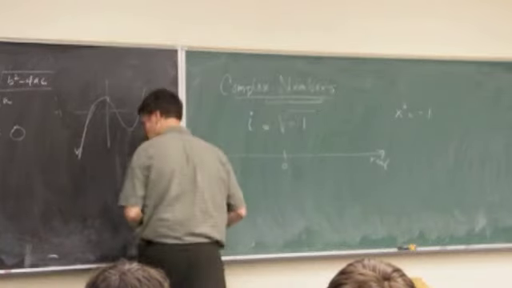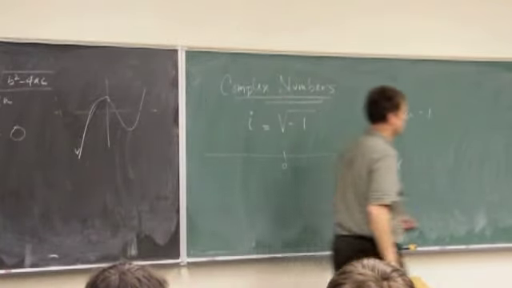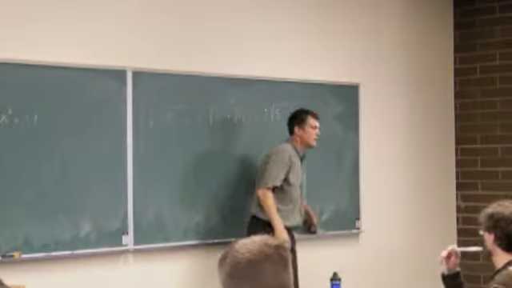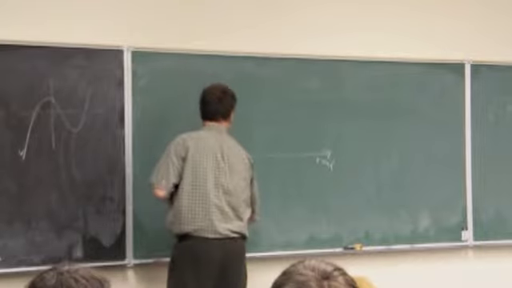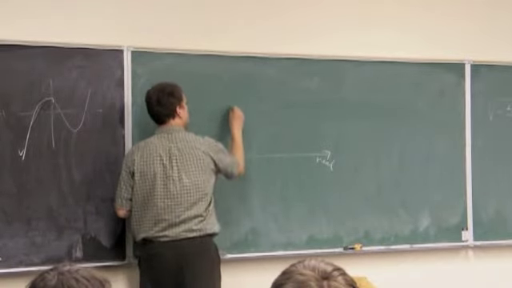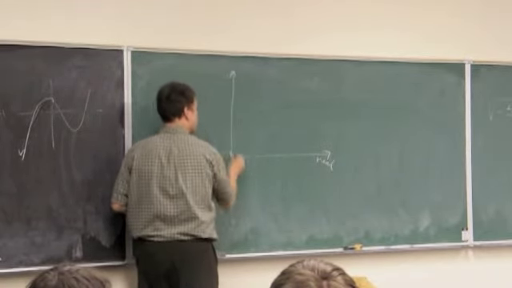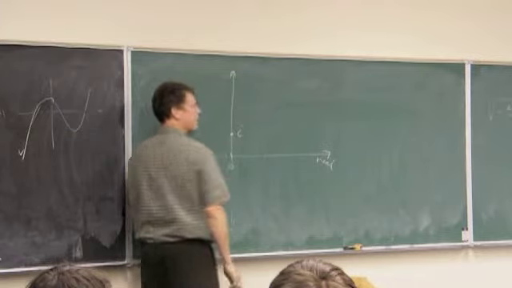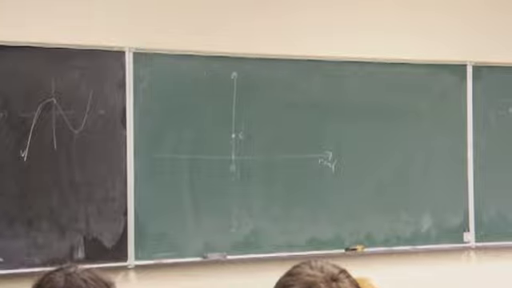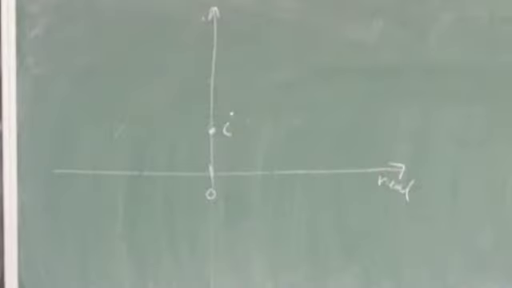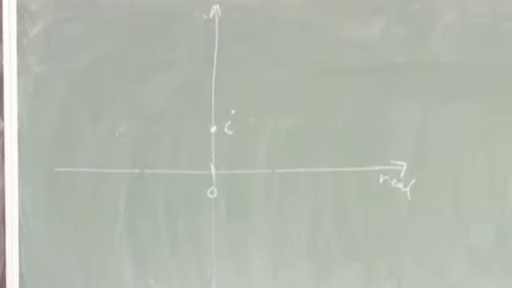Well, the answer was found in kind of thinking outside the box. Instead of putting it on the real number line, they said, let's break out into a different dimension. We'll put i right there. And usually complex numbers are visualized as a plane.